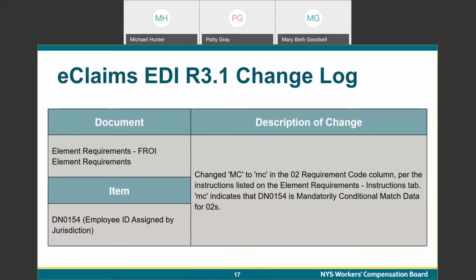The next change is the FROI element requirements for DN 0154, employee ID assigned by jurisdiction. We just changed the capital MC to lowercase mc in the 02 requirement code column. That's per the instructions that are listed on the element requirements instruction tab from the IAIABC. So we just changed it to little mc, which represents mandatorily conditional match data for 02s. And again, that was per the standard. We wanted to align with that.